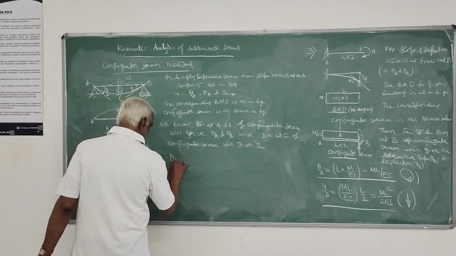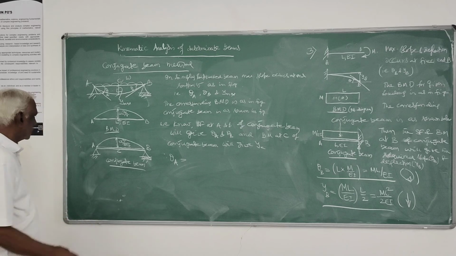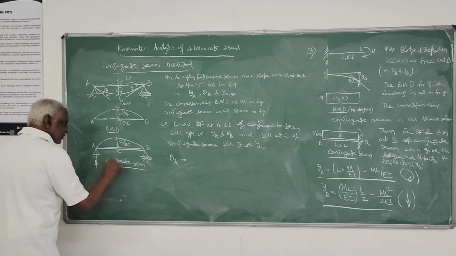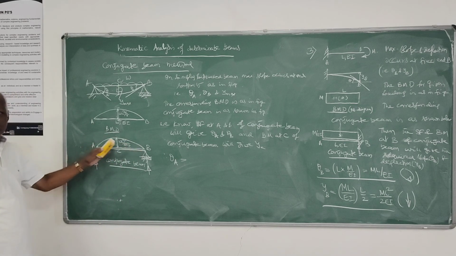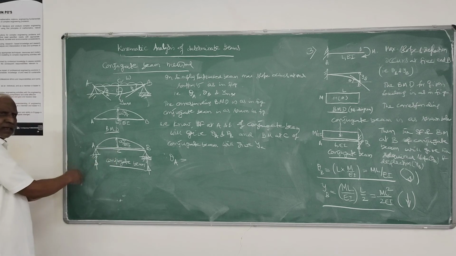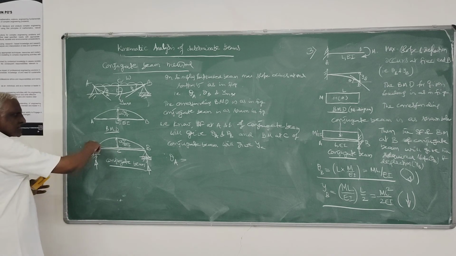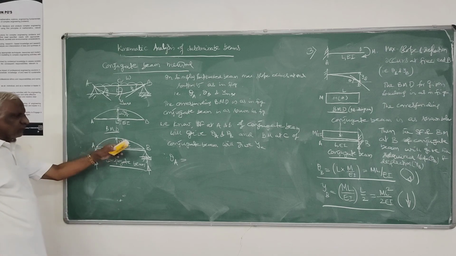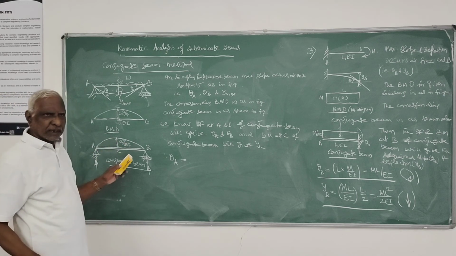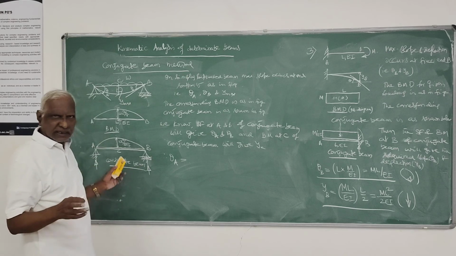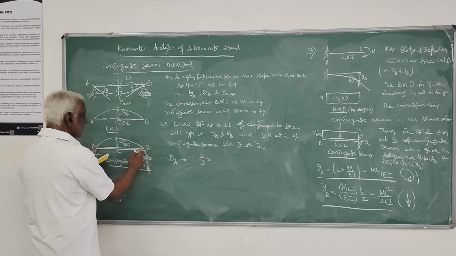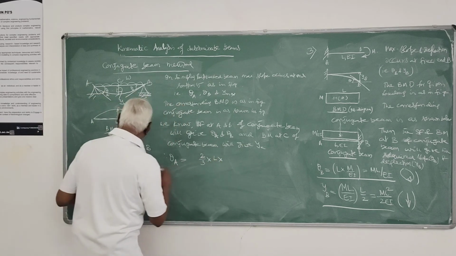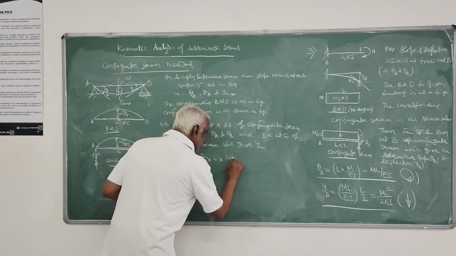Therefore, theta A equals the shear force. You find the reaction here. What is the reaction here? Because loading is symmetric, half the load here, half the load here. The load is a parabolic load. What is that parabolic load area? Parabolic load area is 2/3 times L times H. That is 2/3 times L, where L is the span itself. What is H? W L squared by 8 EI. That is the area.